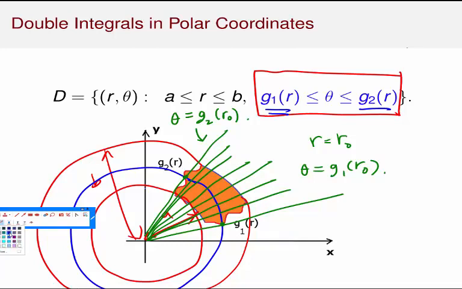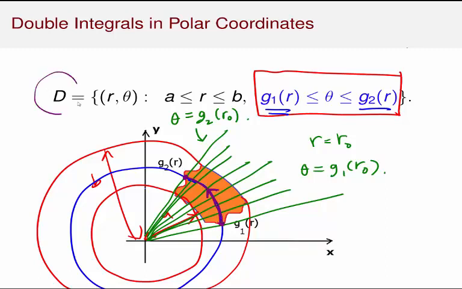So for every fixed radius r0, the region D consists of all the points following the arrows starting from the first ray here, following the circle until it reaches the upper bound. So this purple arrow represents the points on the blue circle that must be included inside our region D. Do you follow me?